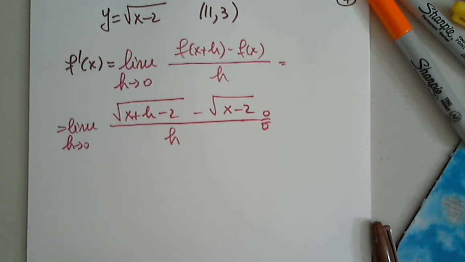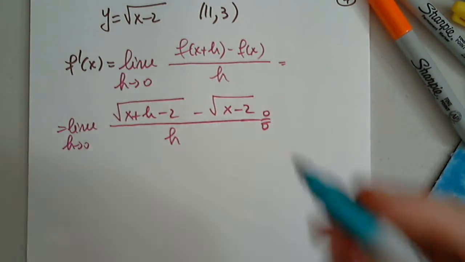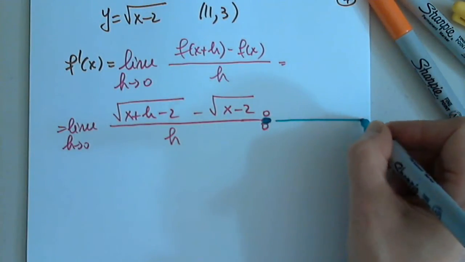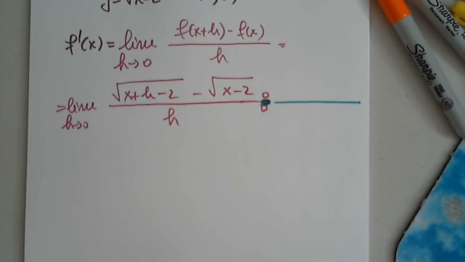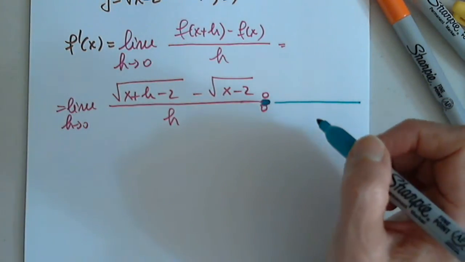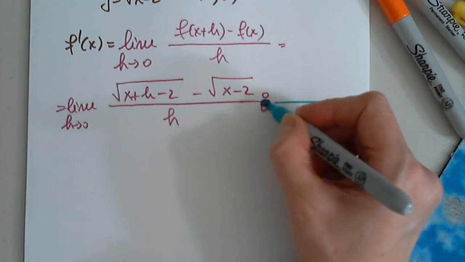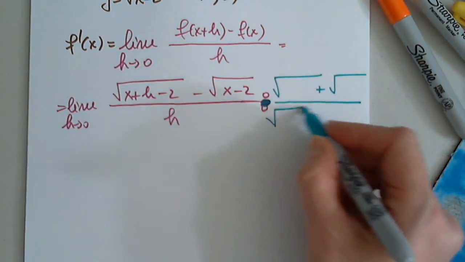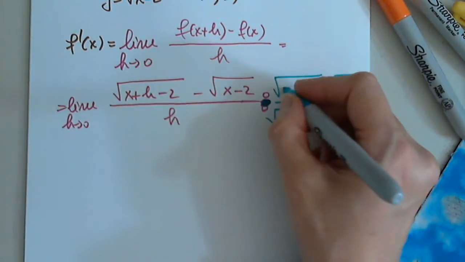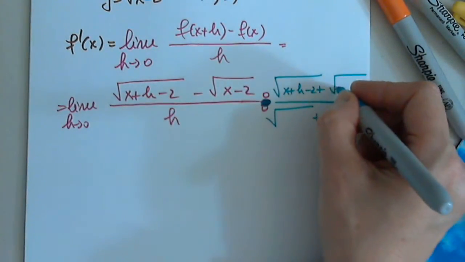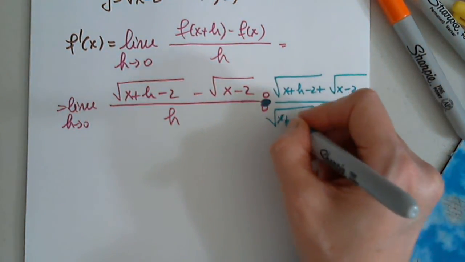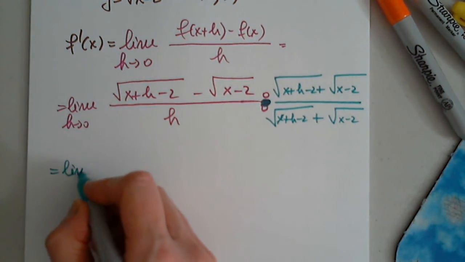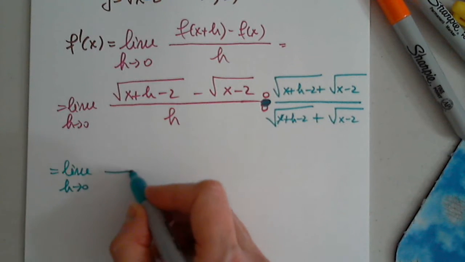It's time for the conjugate. Very good, awesome. Lazy people do this. And the conjugate is the same thing except for the plus sign. Yep. Good. So limit as h approaches 0.